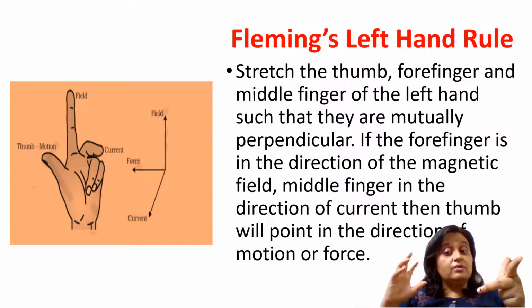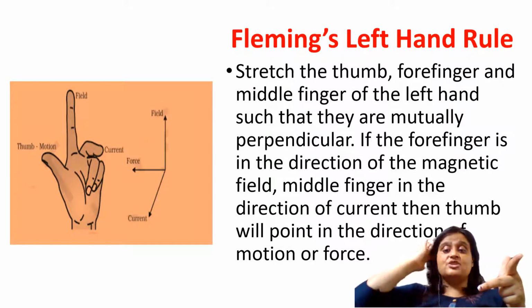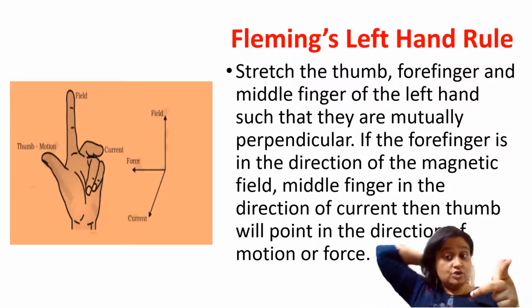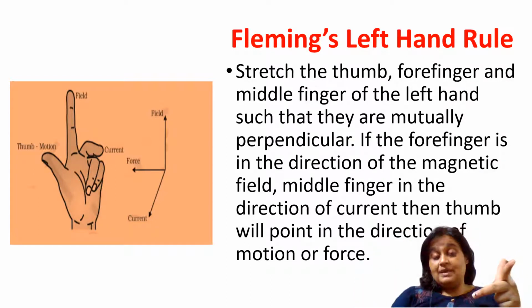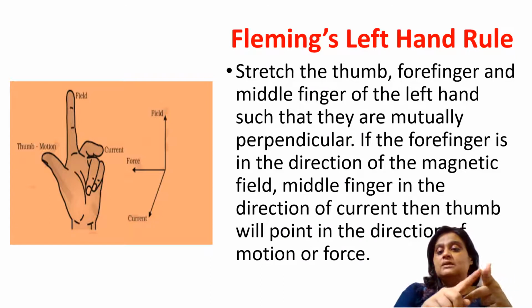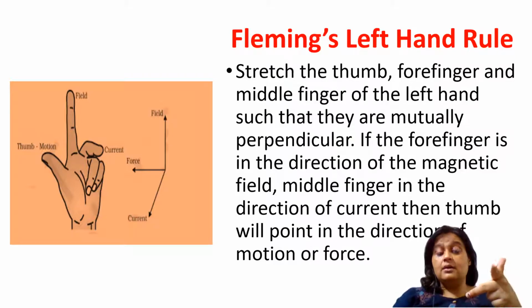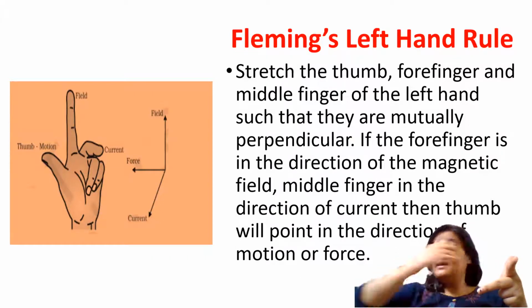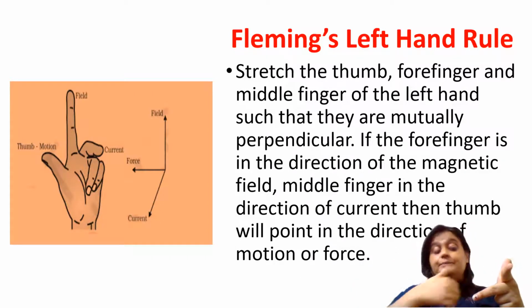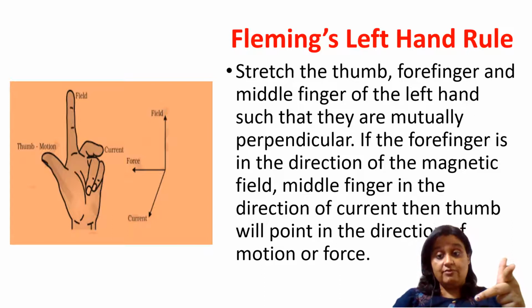Sometimes we get confused about which direction is where. Just for that, what we can do, which is easy to learn, is father, mother, child. The thumb is father, the forefinger is mother, and the third, the middle finger, is child. You can see that F stands for force, which is the thumb.